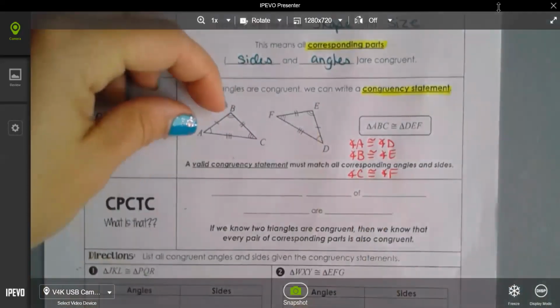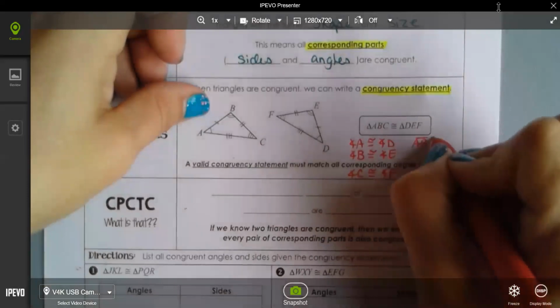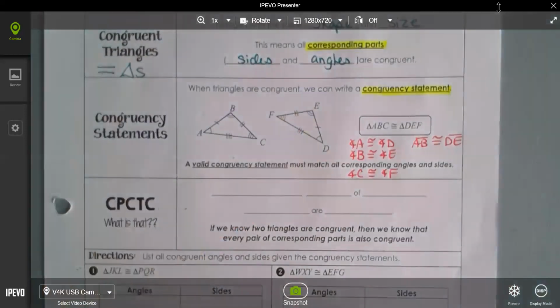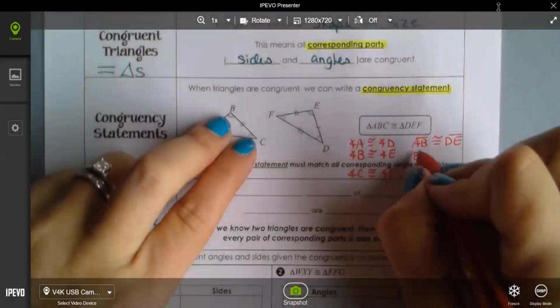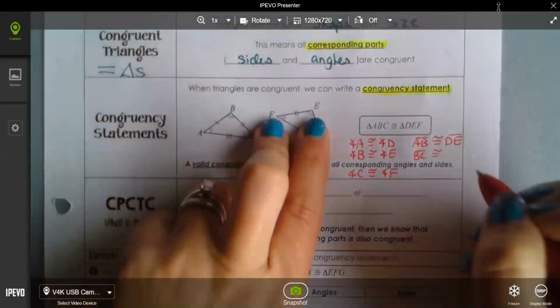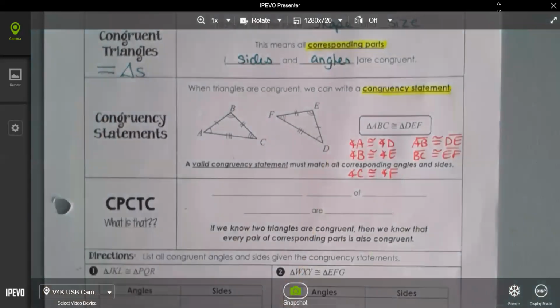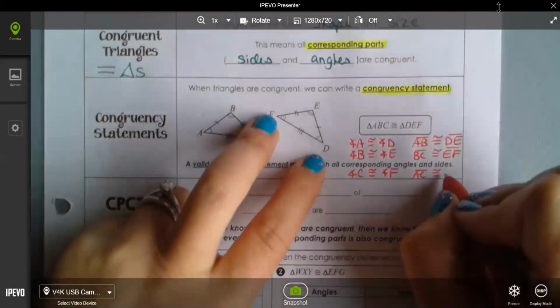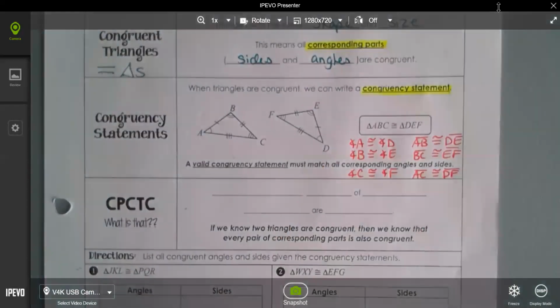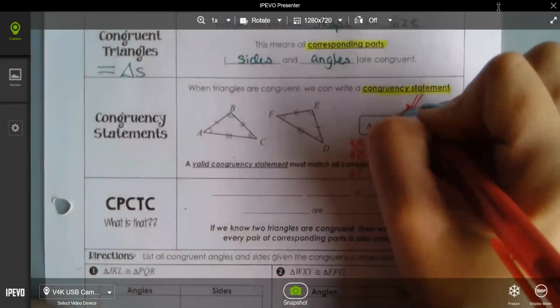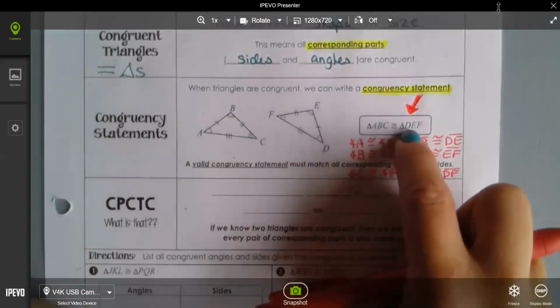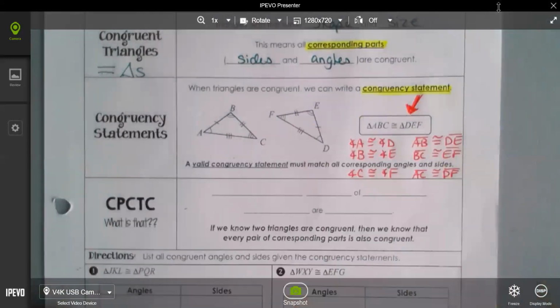Also, do you see how AB has 1 tick mark? Side AB goes with side DE. They're congruent. 2 lines. So side BC is congruent to side EF. And then 3 lines. So side AC goes with side DF. So these two triangles are congruent to each other, and my congruency statement is this. It is a statement that triangle ABC, this one, is congruent to triangle DEF, this one. So this is the congruency statement.